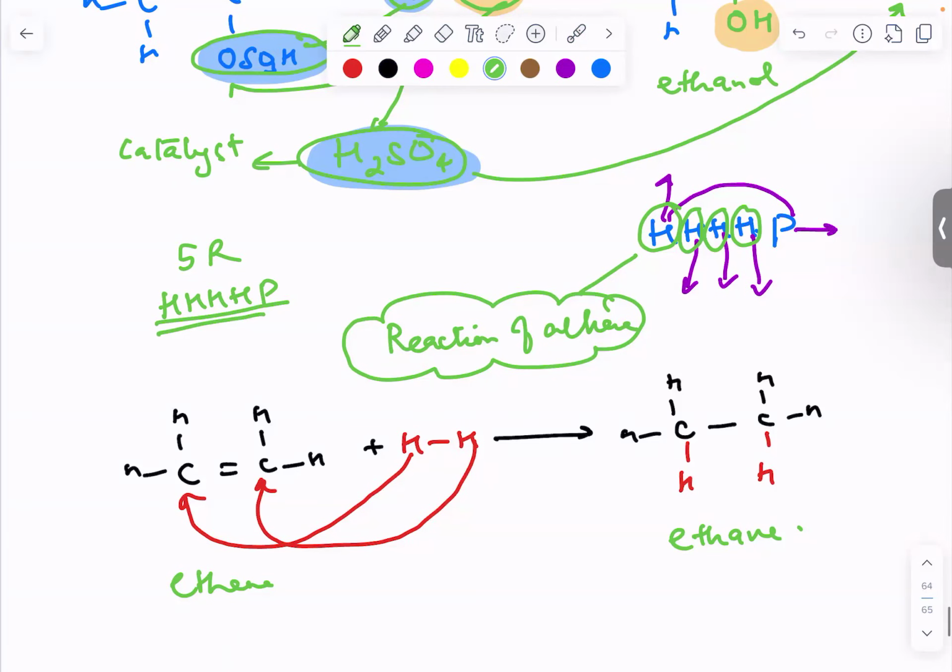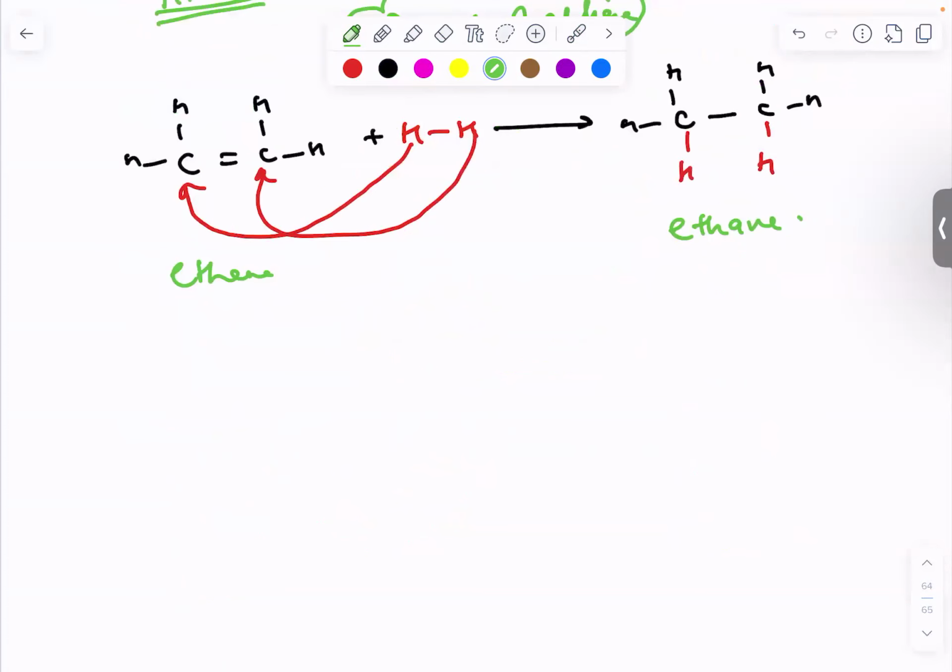Does it make sense, beta? Yeah. All right. Now we are on the next topic of your book, that is 14.3, that is addition polymers.